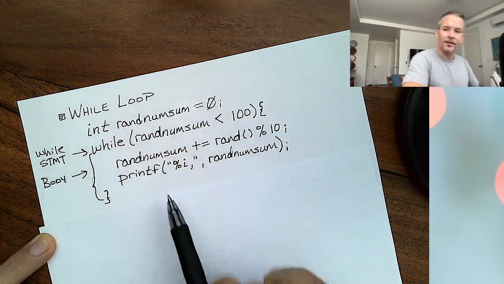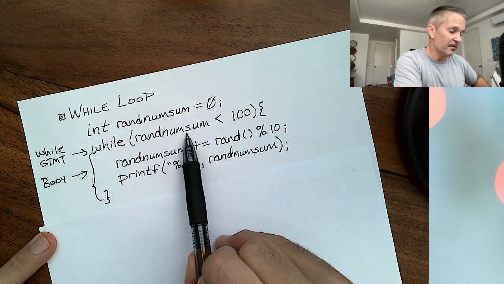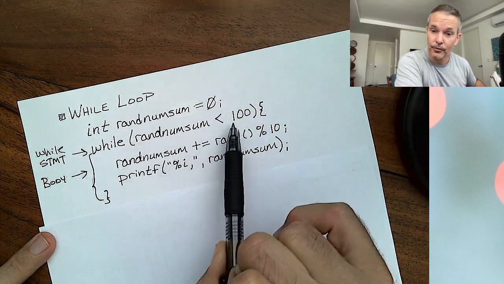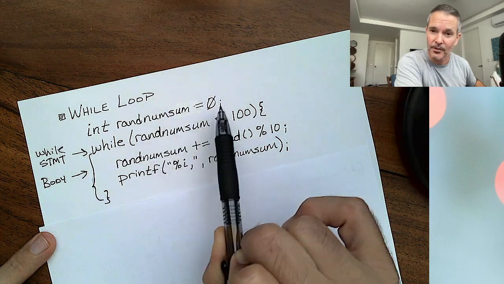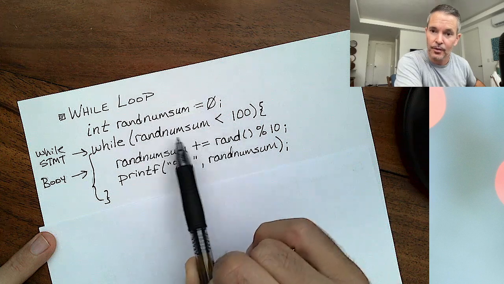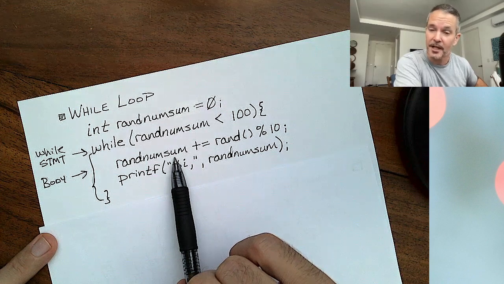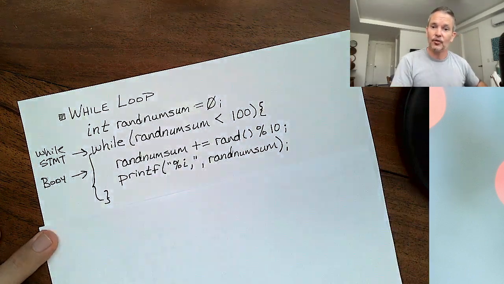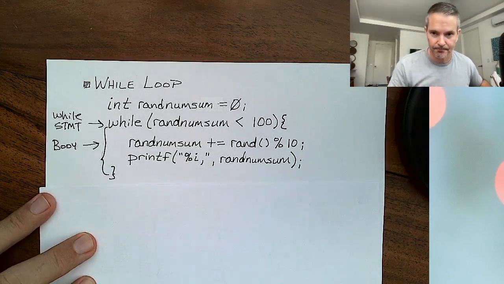So what happens here is the program encounters the while statement. It verifies this conditional, and if it is true, which right now, since I set random number sum to 0, it will be less than 100. As long as this is true, we're going to execute this code one time. Then after we execute it, we'll test the condition again. So we're going to continue executing this code while the condition is true.